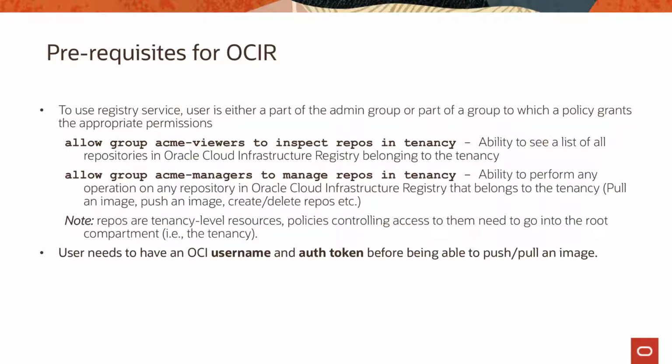And then you can start creating policies based upon the repos that you have, using the same principle of IAM. So for instance, at the top we see the first example: allow group Acme viewers to inspect repos in tenancy. This allows a user within the group Acme viewers to only have inspect level access rights on the repos within the tenancy. And the second one, where we are using a verb of manage: allow group Acme managers to manage repos in tenancy. It allows you to perform any operation on the registry repos because it's giving you complete authority. So you follow the same principles of IAM, and OCIR registry is another resource that you use within your policy infrastructure.